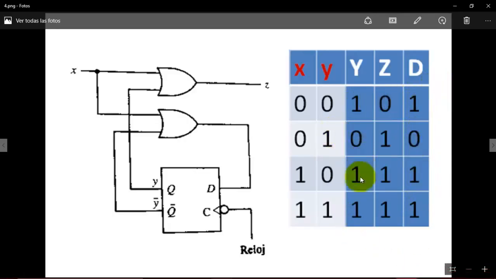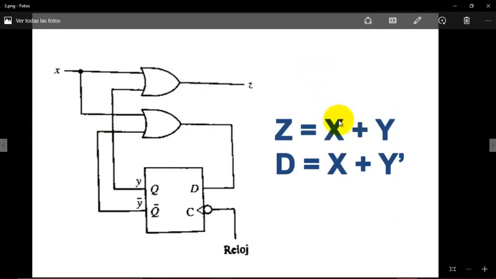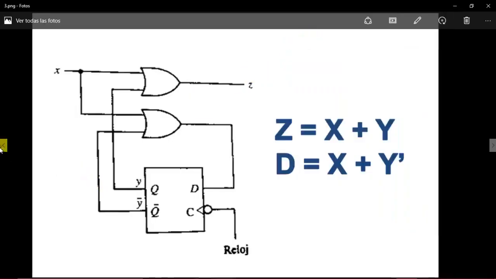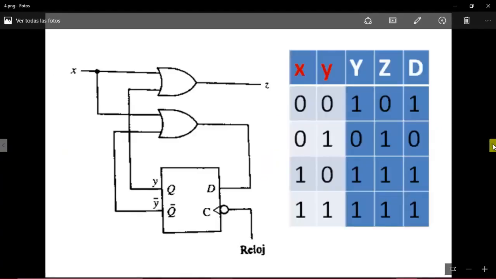To obtain our Z, we are going to follow the equations. So we have an OR, and this is the behavior of Z, and this is equal for the delay. We are going to obtain the values of the delay according to its equation.